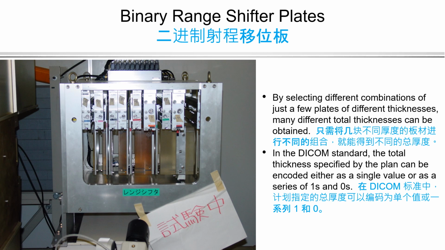This picture shows a device called a binary range shifter that consists of a series of plastic plates with different thicknesses. By selecting different combinations of just a few plates of different thicknesses, a large number of different total thicknesses can be achieved. In the DICOM standard, the total thickness specified by the plan can be encoded either as a single value or as a series of ones and zeros.